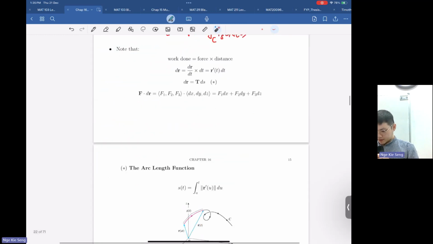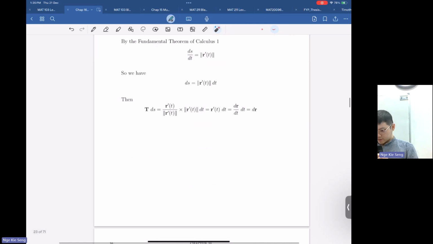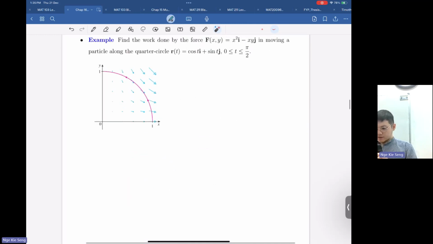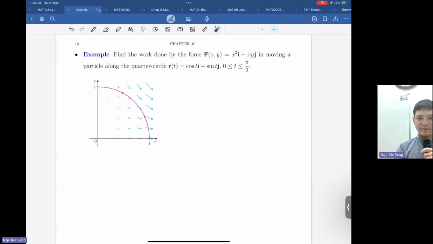So let's skip this, and let's try and calculate the work done here. We have a vector field F(x, y) equals x squared i minus xy j. They plot it for you already. You can see that away from the origin, the force gets bigger and bigger. If you stay in this first quadrant, it is in the direction from the top left to the bottom right.